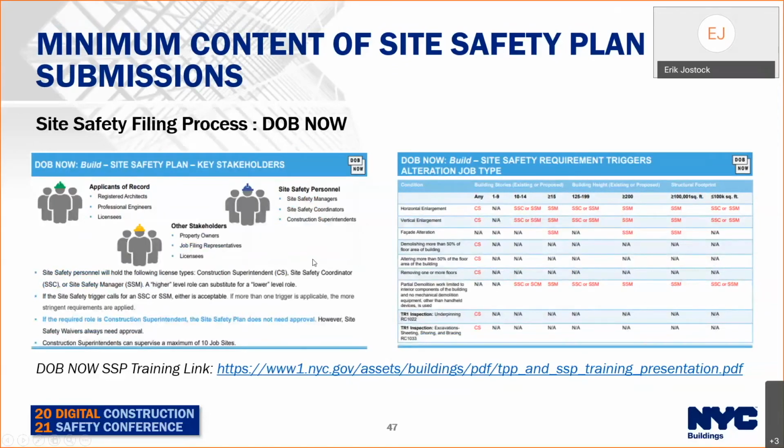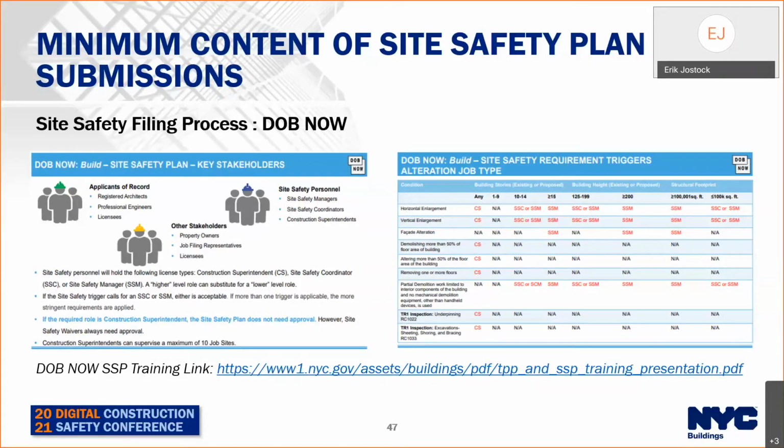Filing process. The key stakeholders in DOB Now: the applicant of record, the site safety personnel, and other stakeholders, property owners, job filings, licensees. Site safety personnel will hold the following licensing types: construction superintendent, construction safety coordinator, SSC, or site safety manager, SSM. This is an important statement: a higher level role can substitute for a lower level role.